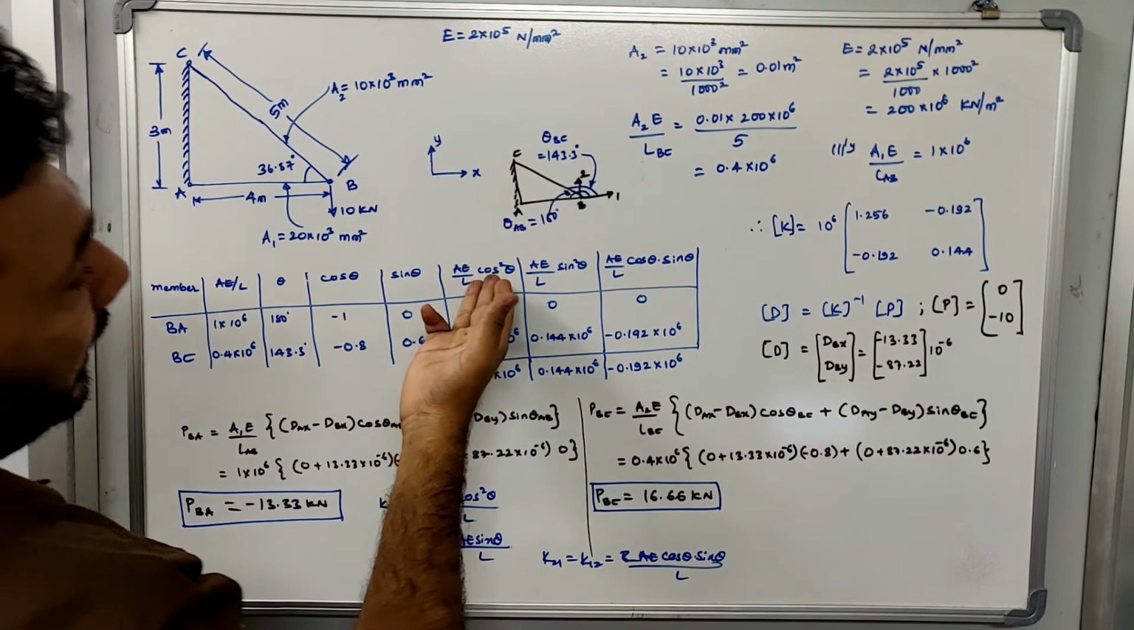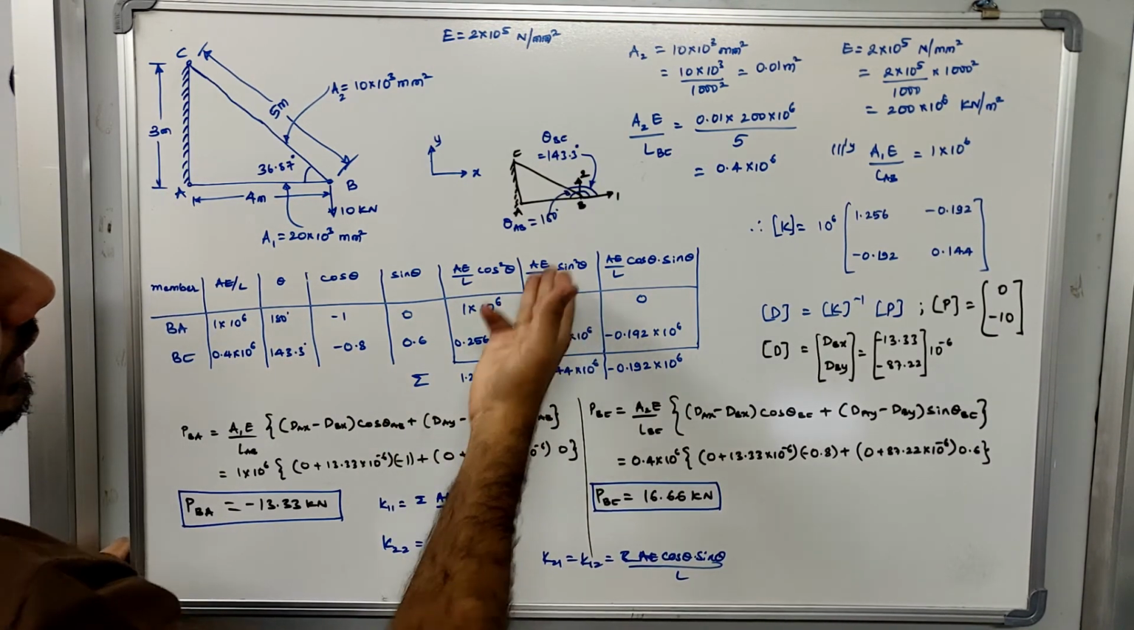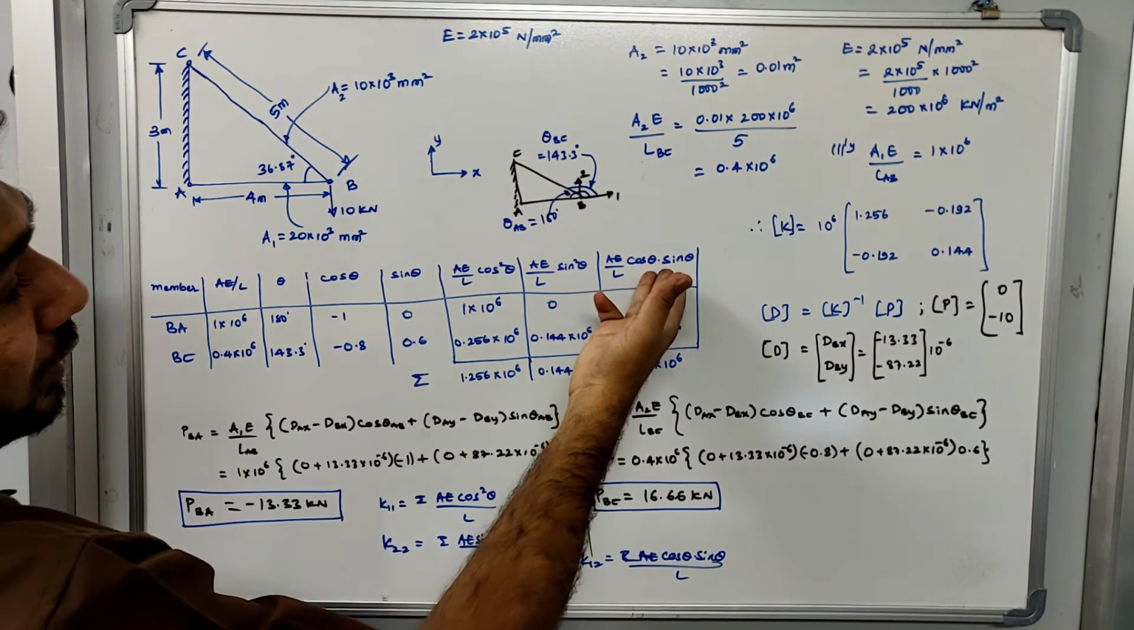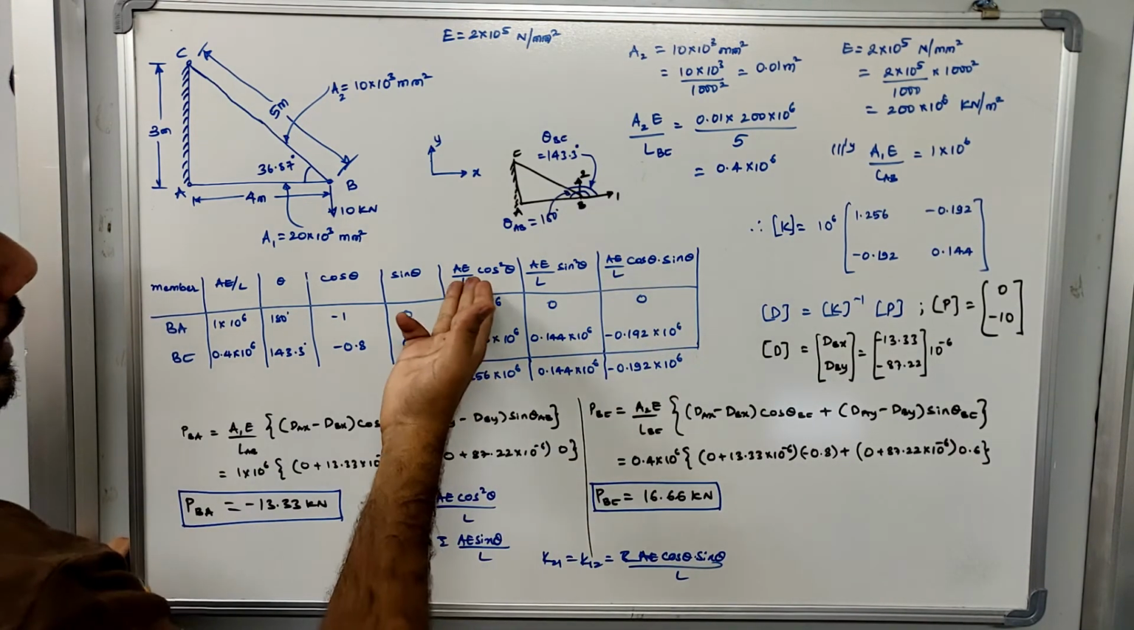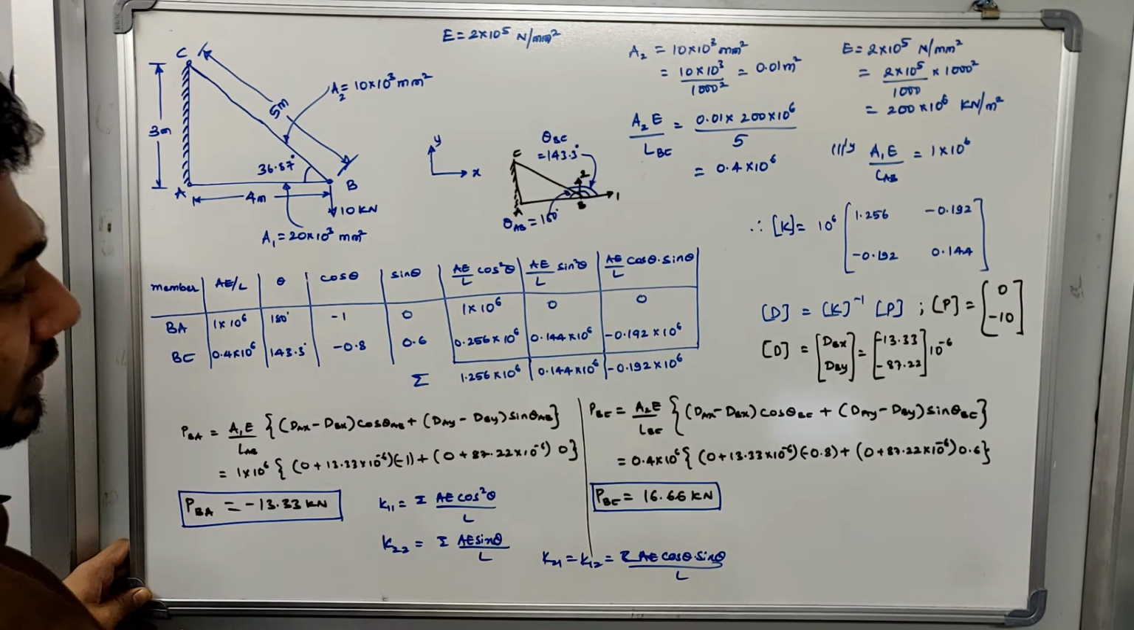The first column will be AE by L into cos square theta. After that, we will have AE by L into sin square theta. The last column is AE by L into cos theta into sin theta. Now AE by L into cos square theta will give you this value. Similarly, you solve all the values in this table.